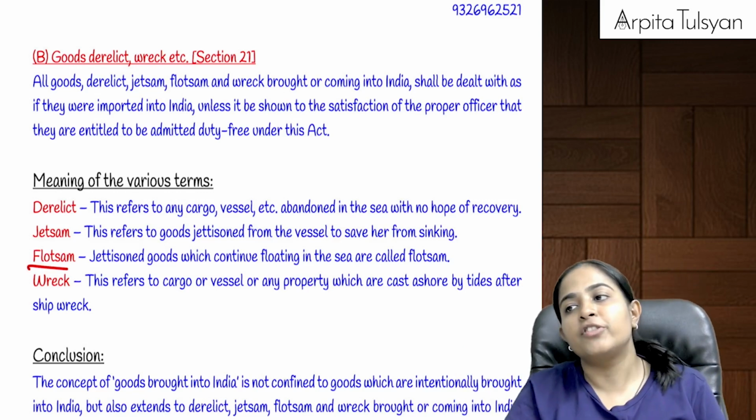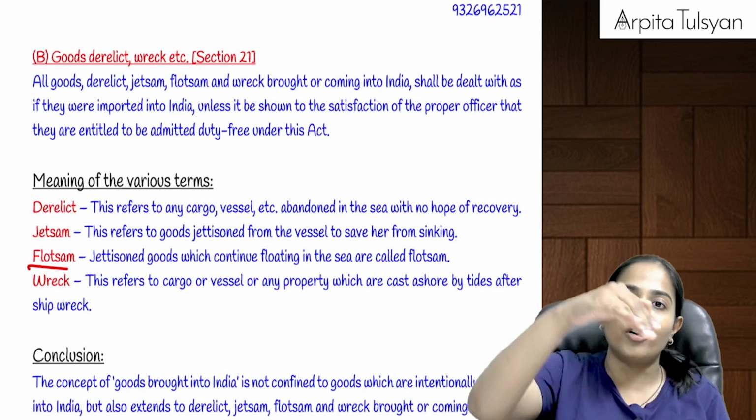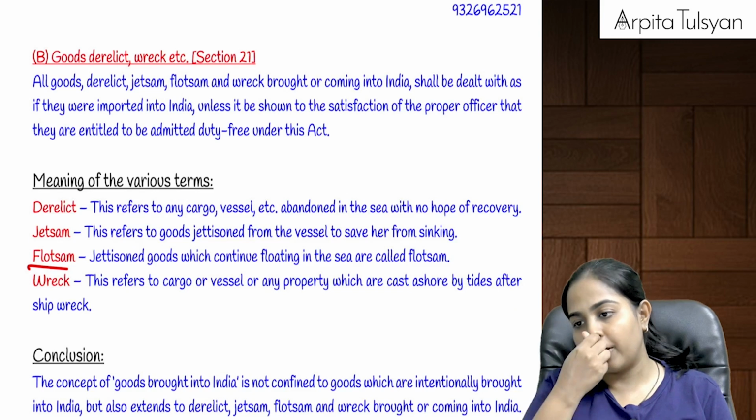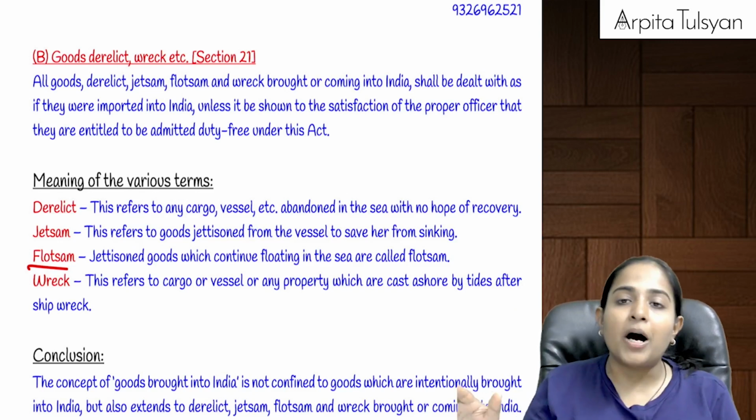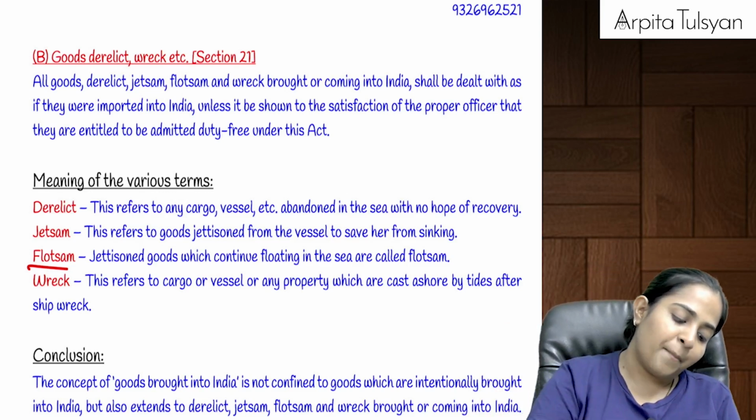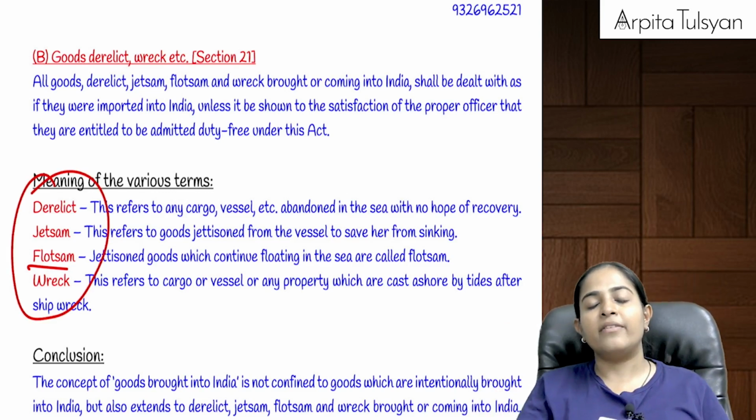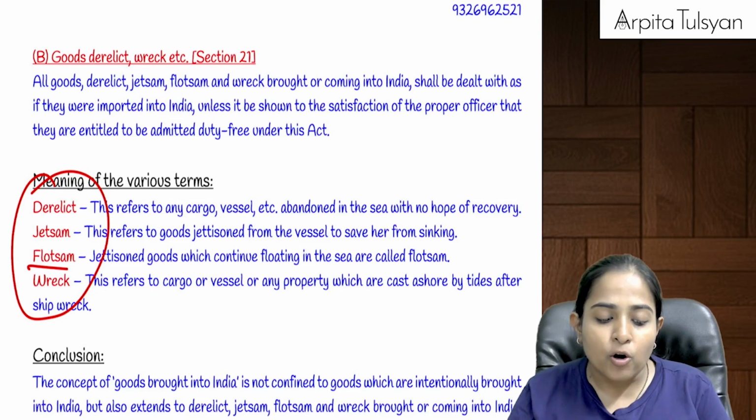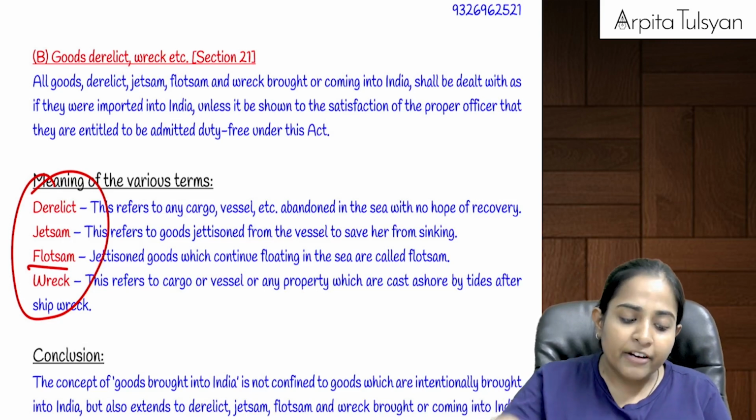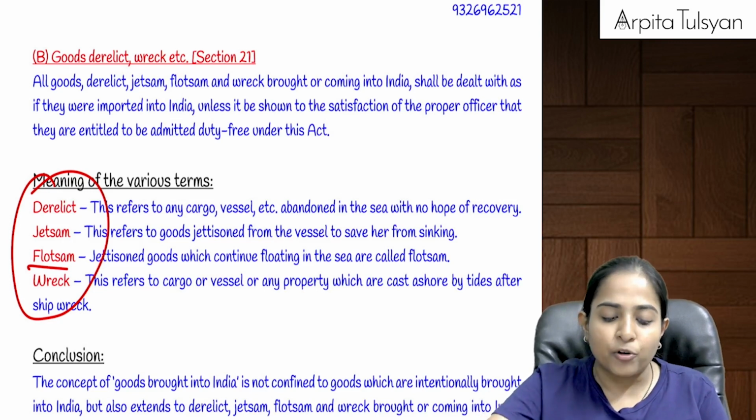Flotsam is the goods which we had thrown from the ship and which are now floating. And the last one, wreck. Wreck is that particular cargo or vessel which has come ashore because of tides, waves, etc. Now, what is the purpose of studying this section? Section number 21 says that if along with the intentionally imported goods, derelict, jetsam, flotsam, wreck, etc.